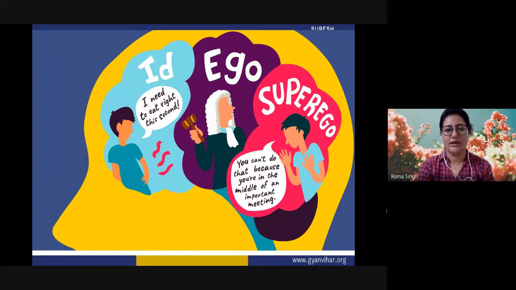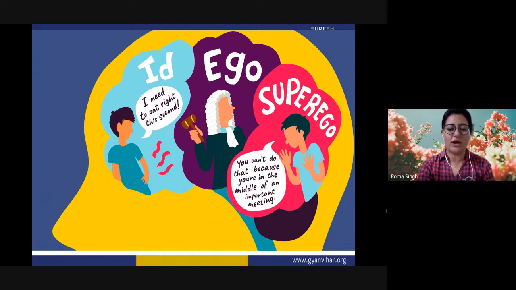Ego makes you think that this is not right. It's okay that you're feeling hungry, but you need to wait and let your guest eat first, and then only you will eat. So ego can stop you from doing immoral things. And then there is superego. It will give the reason, the morality behind the id which is trying to take over, like you cannot do that because you are in the middle of an important meeting.